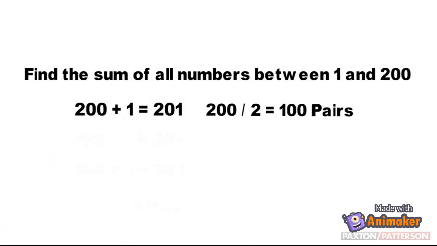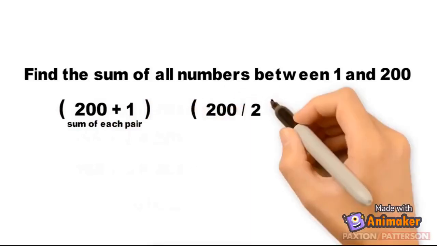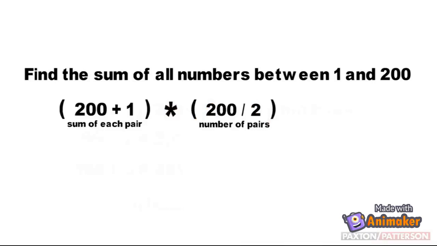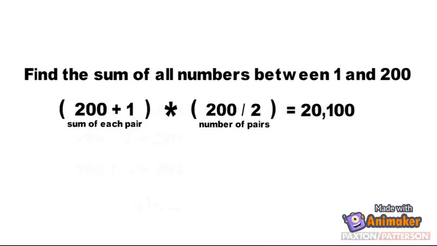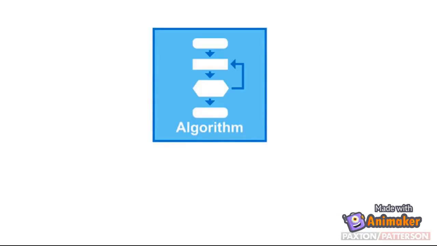Now, if we focus only on the important details, we see that we can express the problem as an equation. 200 plus 1 tells us the sum of each pair. 200 divided by 2 tells us the number of pairs. Multiply them together, and we find that the sum of all numbers between 1 and 200 is 20,100. The fourth and final step of the computational thinking process is algorithm design.